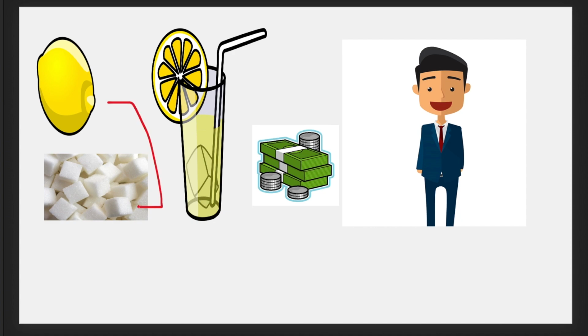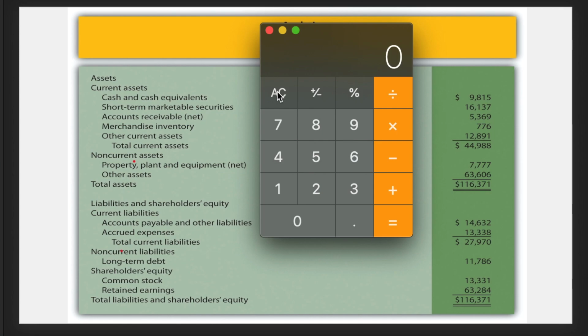Remember, if the ratio is anything less than 1, I won't supply lemon to your store. Now let us calculate quick ratio. So what you have to do in order to calculate quick ratio, you have to exclude all the prepaid items and the inventory from current assets, and you have to divide it with your current liabilities.